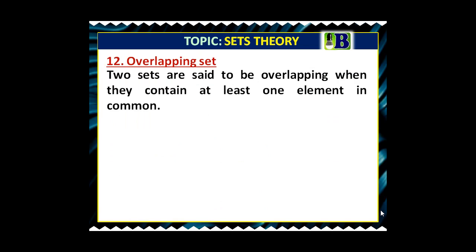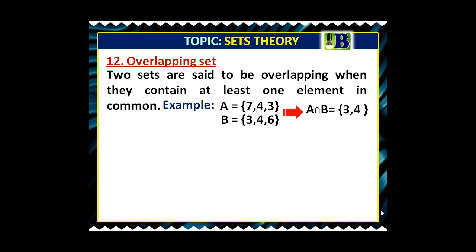Let's go to the next one, which is the overlapping set. The overlapping set is the opposite of disjoint set. Why I said it is the opposite of disjoint set is because when we talk about disjoint set, when two sets do not have anything in common, they are classified as disjoint. But overlapping set, when two sets have something in common, they are classified as overlapping set. So mathematically we represent it by using the intersect. A intersect B. If it is overlapping set, it means that there must be an element. But if it is disjoint set, it means it is going to be an empty set.